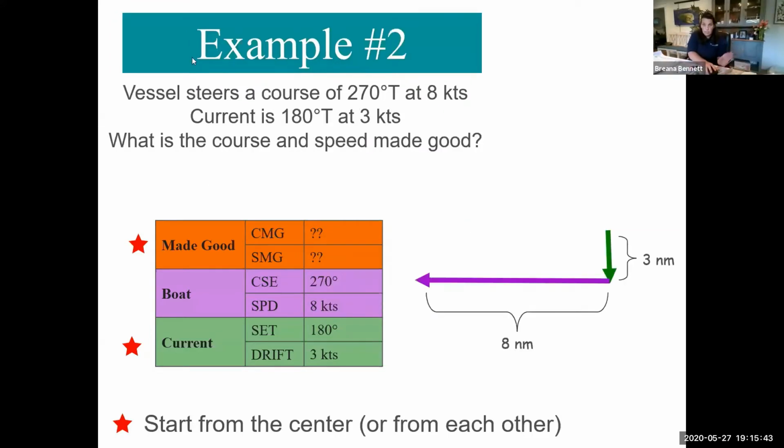So we have example number 2. The vessel is steering a course of 270, so it's a little bit different. We're steering a course of 270 at 8 knots. The current is 180 at 3 knots. What is the course and speed made good? We have to remember that the made good and the current start from the same point, or start from the center. So when I draw it, I'm going to draw the green one and then the purple one. So let's go to drawing it.